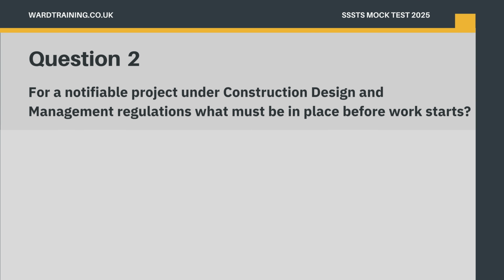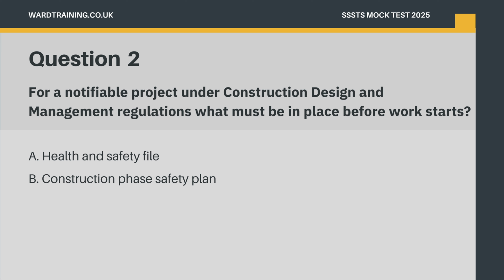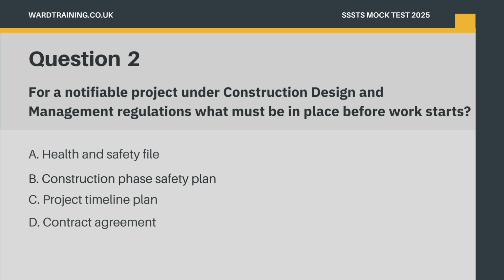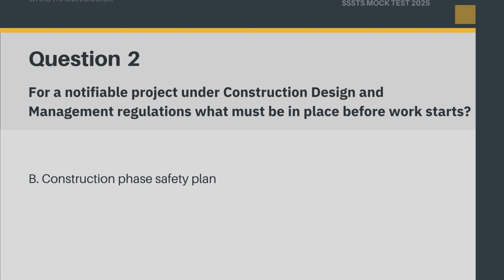Question 2. For a notifiable project under Construction Design and Management regulations, what must be in place before work starts? A. Health and safety file. B. Construction phase safety plan. C. Project timeline plan. D. Contract agreement. Answer. B. Construction phase safety plan.